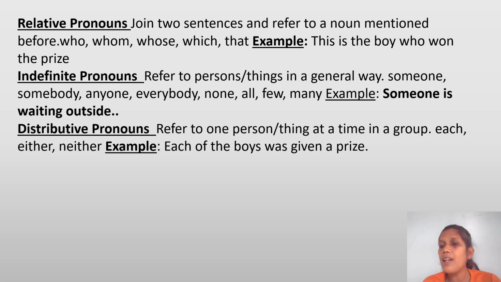ये वही लड़का है जिसने प्राइज जीता था, right? तो who, like it's joining two sentences. Who, ठीक है? Boy is a noun. तो क्या है? This is a boy who won the prize. ये वही लड़का है जिसने प्राइज जीता था, ठीक है? वही, that is relative pronoun. Okay.